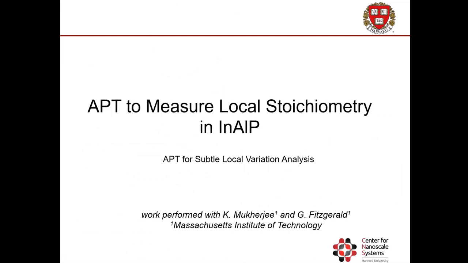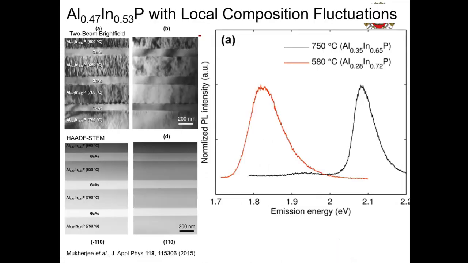Well, okay, how about another one that doesn't rely on crystallographic grain boundaries? This is a III-V material, aluminum indium phosphide, with local stoichiometry variations. They're quite subtle, but quite impactful. This particular piece of material was grown with, or attempted to be grown with, a targeted composition listed up here, 0.47 to 0.53 cation ratios. But it was grown at several different temperatures in a stacked fashion.